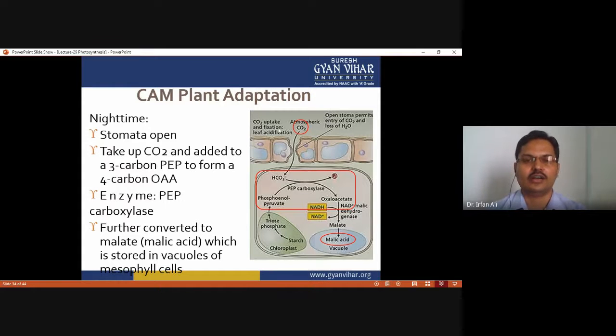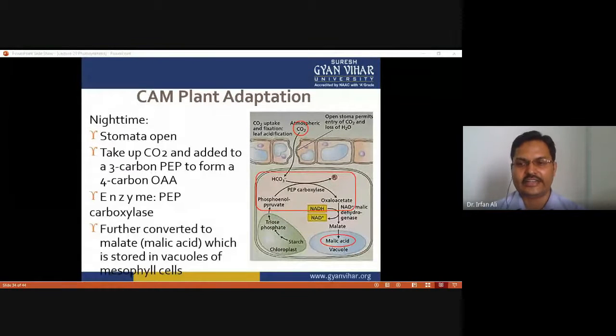Now what happens in the CAM plant? This is also an interesting point. In the CAM plant there is a behavioral adaptation. Behavioral means the stomata are open in the night time but closed in the daytime. The Calvin cycle only runs in the daytime, when there is an adequate supply of ATP and NADPH. But if the stomata are open in the daytime, another problem arises.